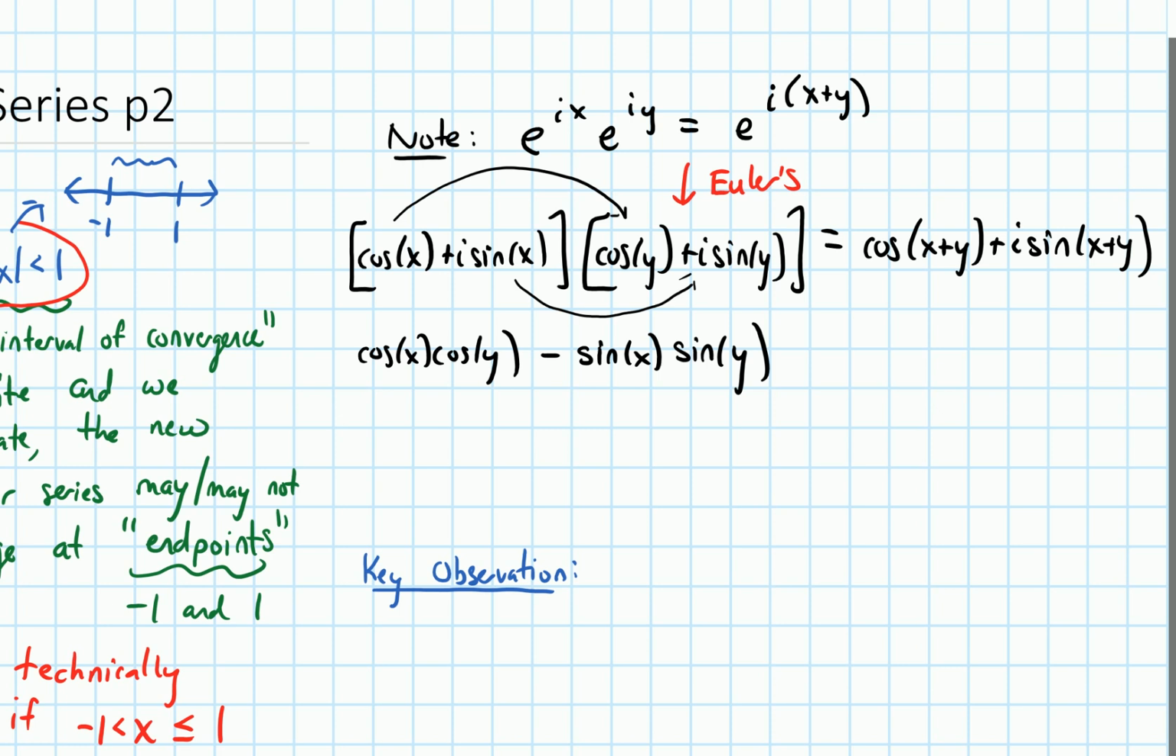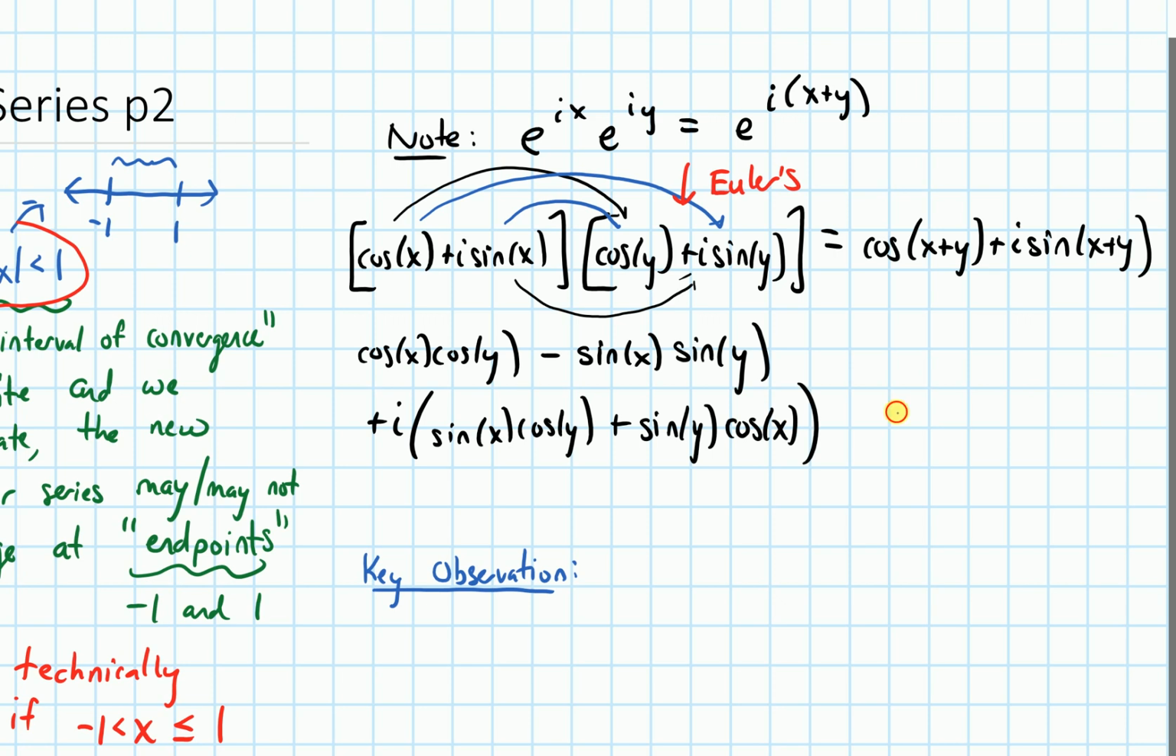When we multiply the other pair, so cosine x times i sine y, and when we also do i sine x times cosine y, we get things with i's in them. So doing that, we'd get plus i, and let's just factor out the i, times sine x cosine y plus sine y cosine x. Okay, and on the right-hand side, we get the same thing, cosine of x plus y plus i times sine of x plus y. So now this brings me to our key observation.